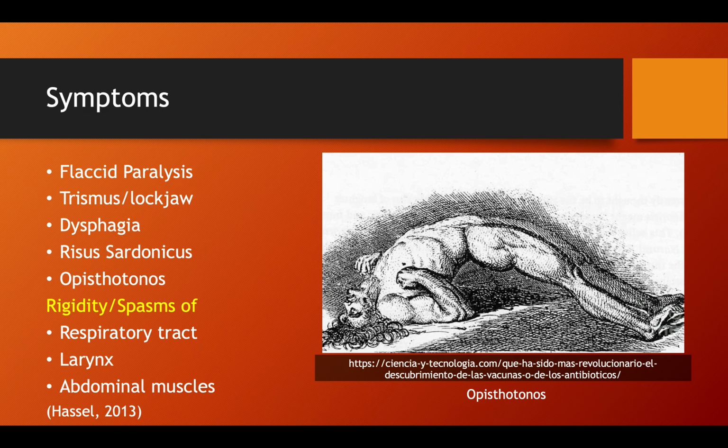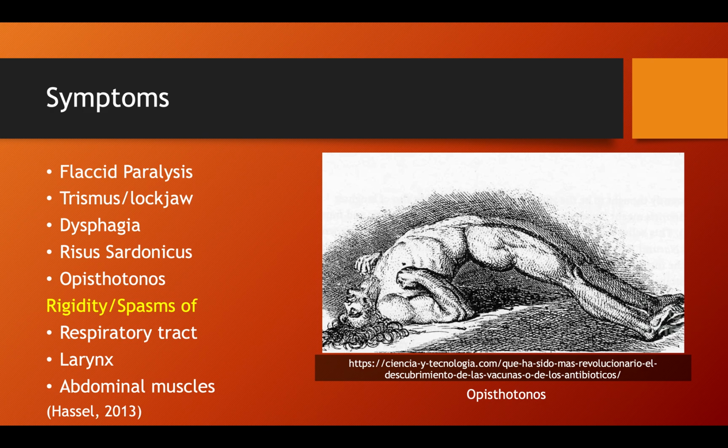opisthotonus, which is what we see right here in the diagram. And this is a condition in which tetanus is going to affect the extensor muscles of the neck, the trunk, and the lower extremities, resulting in an abnormal arched back position.